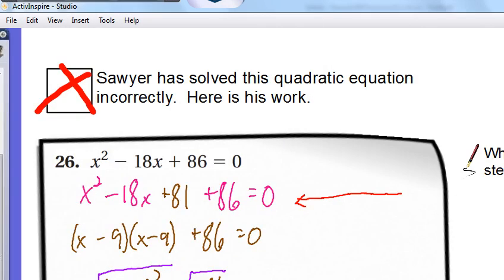Okay, Sawyer now. Solving this quadratic equation. So in the step marked with an arrow, what has Sawyer forgotten? If we go from the original to his first handwritten step, what's different and what did he forget? Write that down in your notes.